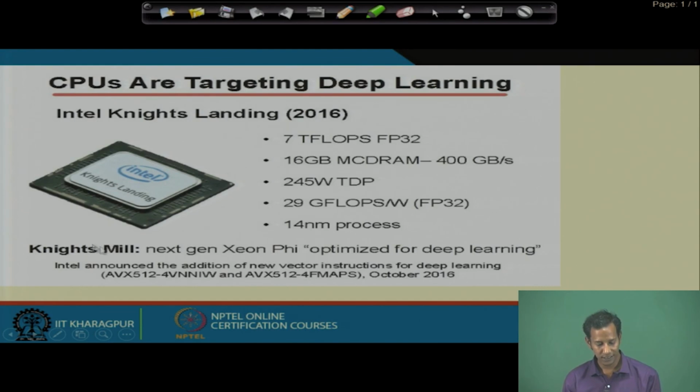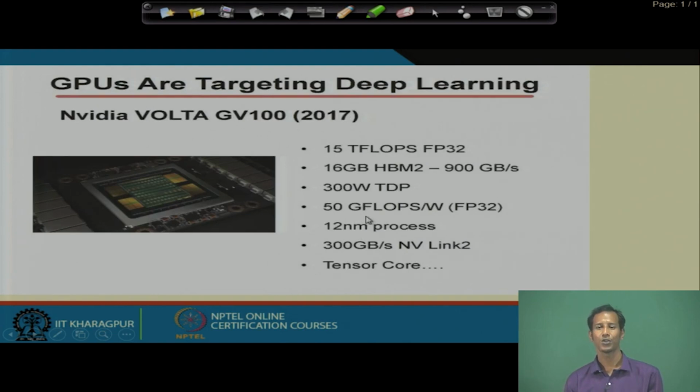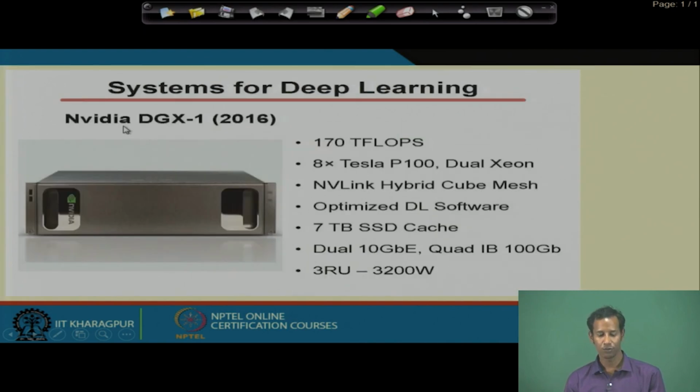The Knights Mill is the next generation Xeon Phi, optimized for deep learning. Then we have the NVIDIA Pascal, which is another example of a deep learning processor, also made in a 16 nanometer process. Then we have the NVIDIA Volta, which also has the capability to do deep learning, made in a 12 nanometer process technology node. Then we have the GV100 tensor core, which can do 120 teraflops of operation. Then we have the NVIDIA DGX-1, developed in 2016, which has 170 teraflops to do the corresponding operation.